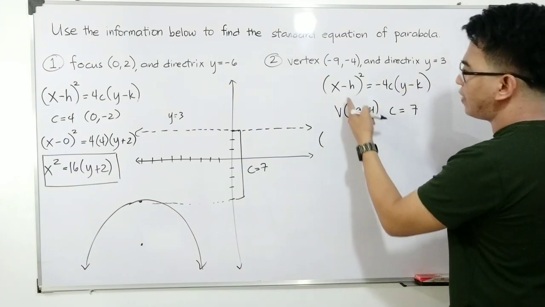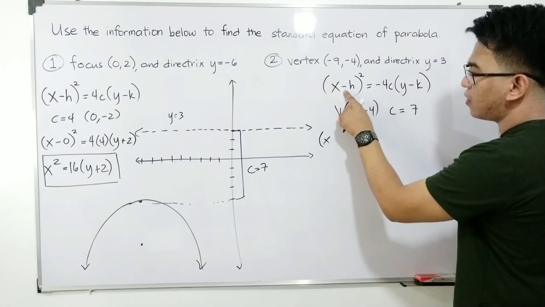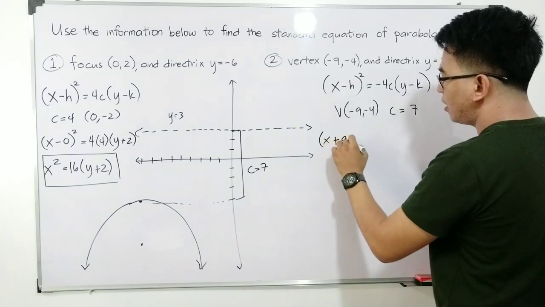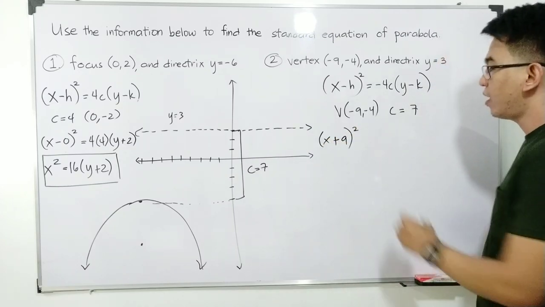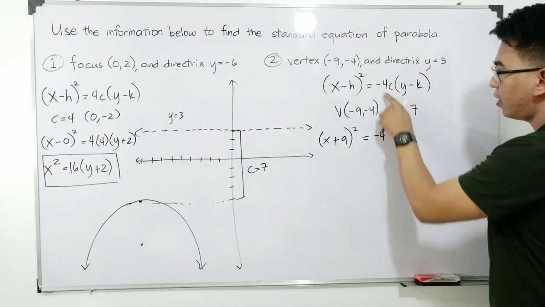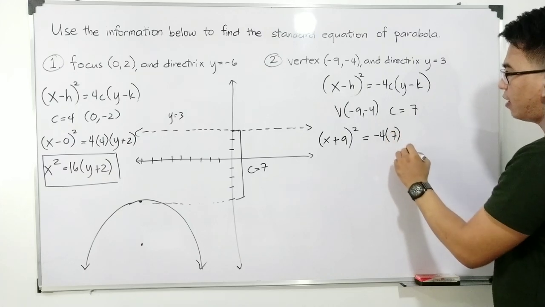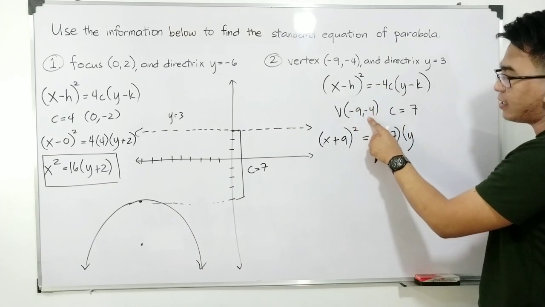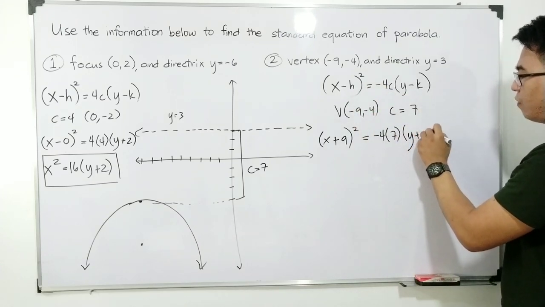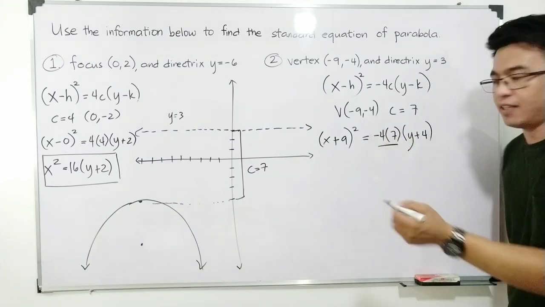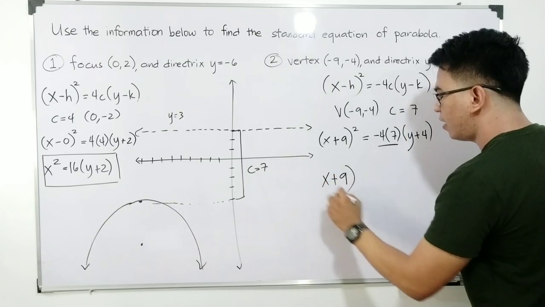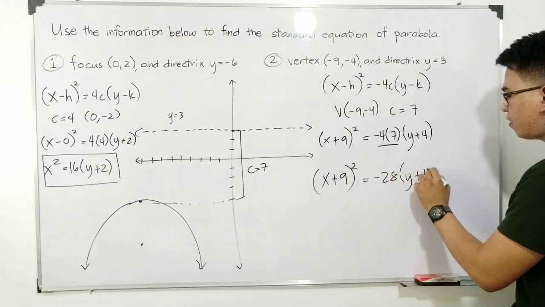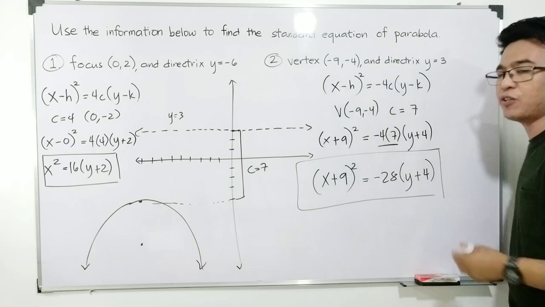So let's try. We have here x minus, di ba minus to? Tapos your h is equal to negative 9. Negative times negative is positive. So this is plus 9 squared. Is equal to negative 4. Negative 4 times c, which is 7. Times your y. Look, this is negative. And your k is negative. So this will become plus 4. All you need to do is to simplify this. And that's it. So this is x plus 9 raised to 2 is equal to negative 28 times y plus 4. Ta-da! Ito na mismo yung equation natin.